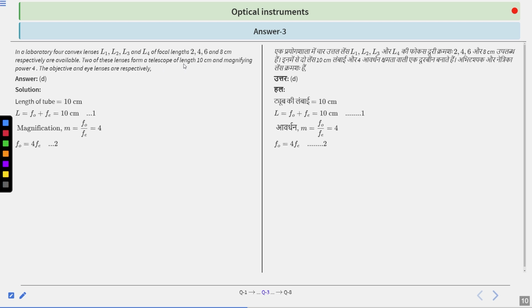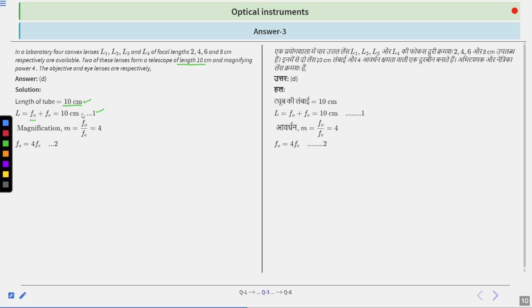In the given terms, the length of the tube is 10 centimeter. We know the formula for the length of the tube, or the distance between the eyepiece and the objective lens, represented by L, equal to FO plus FE, where FO is the focal length of the objective and FE is the focal length of the eye lens. L is equal to 10 centimeter. Let this be the first equation.